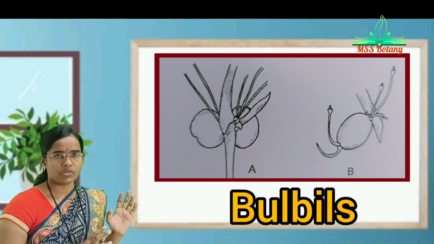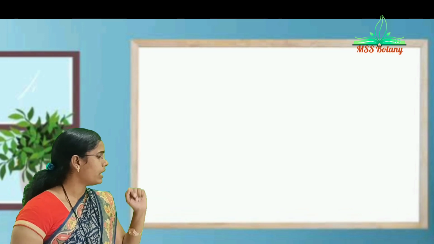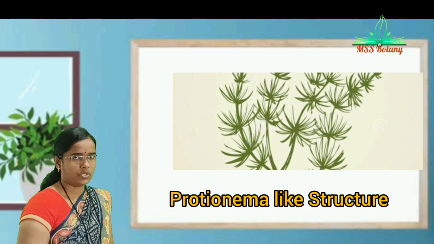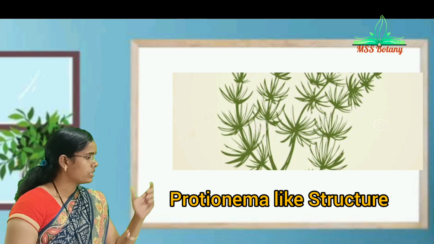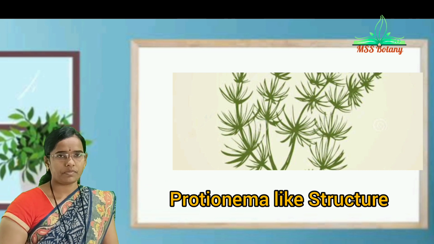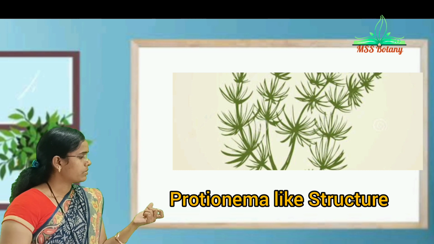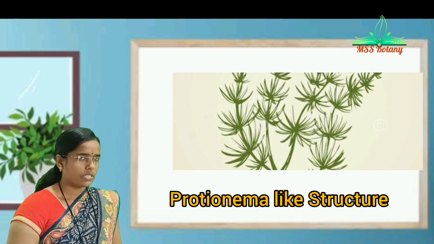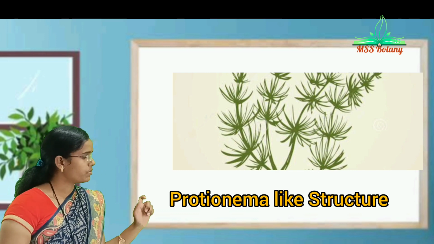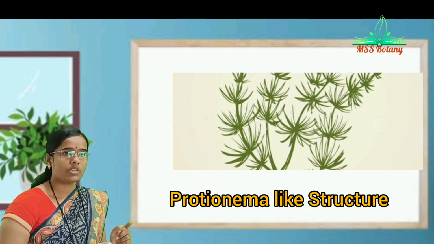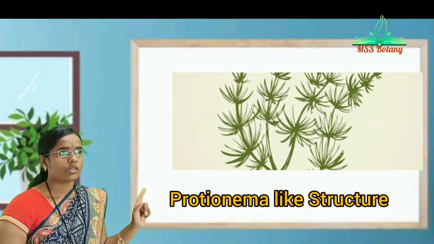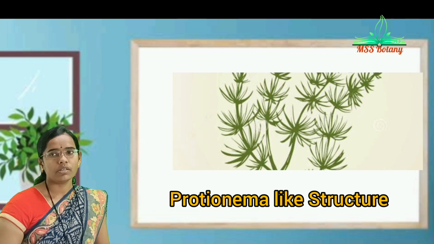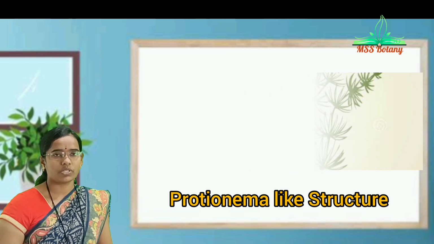Same type of vegetative reproduction will also take place with the help of the adventitious branches. Adventitious branches are the proteonema-like structures, and these are produced in the vegetative branch of the Chara. And when favorable condition will be present, at that time these proteonema-like branches, these are the adventitious branches, give rise to the new plant of the Chara. This is called the proteonema-like structure which helps in the vegetative reproduction in the Chara.